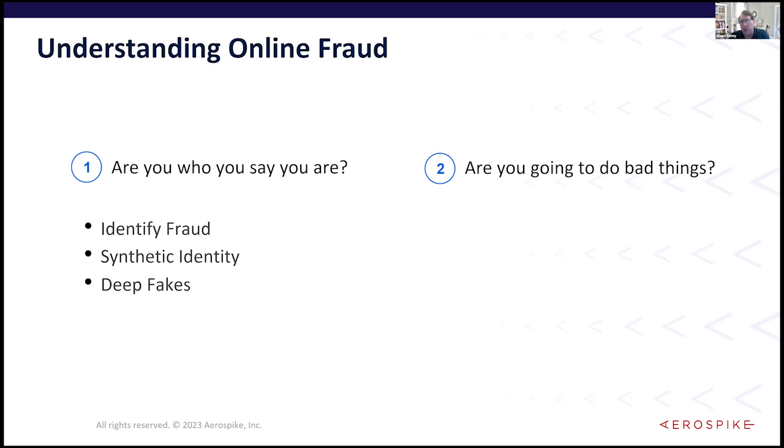So the first thing is, again, who you say you are. So there's things in this category like identity fraud, synthetic identity. Synthetic identity is when people are actually making up fake identities. They're putting in fake social security numbers and trying to make fake driver's licenses, things like that. There's something called deep fakes, a little more sophisticated, where people are using Adobe Photoshop and AI type tools to embed someone else's photograph into someone else's driver's license.